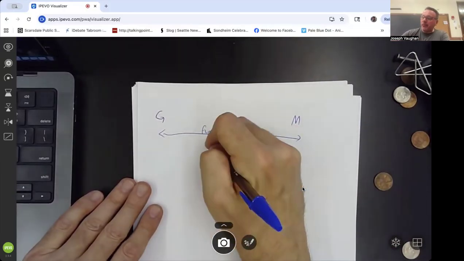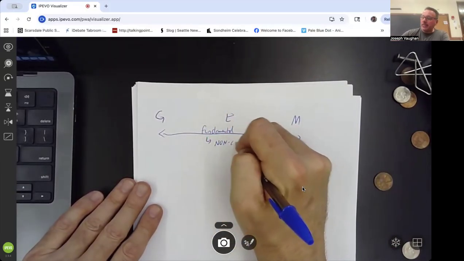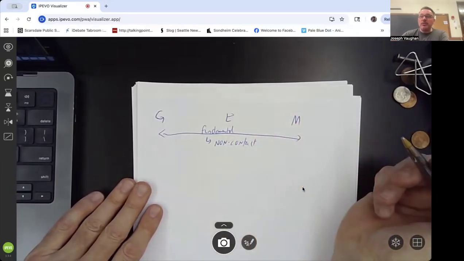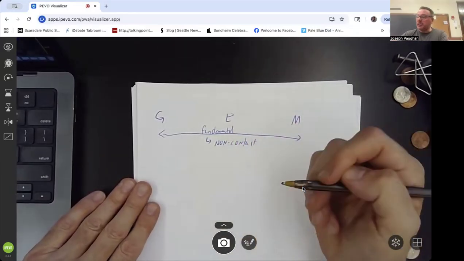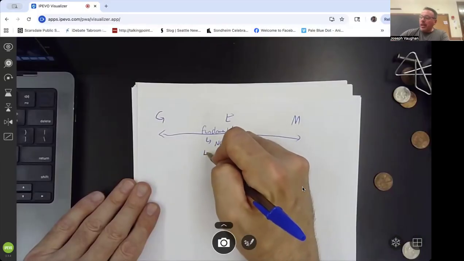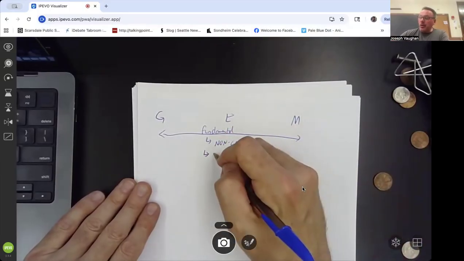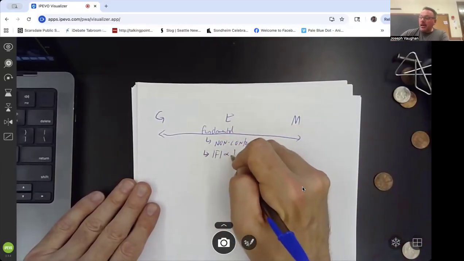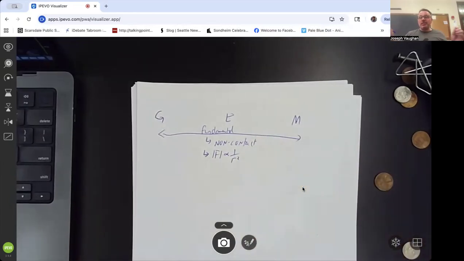Okay, so what does that mean that they're fundamental? That means that they're non-contact, that the force exists even when there's space between the objects that are experiencing them. Another thing about fundamental forces we know is that the size of the force diminishes when the two things interacting are further apart and gets really strong when they're closest together.